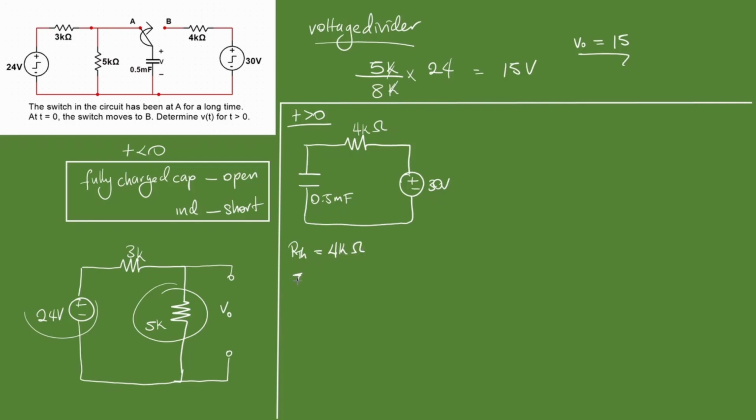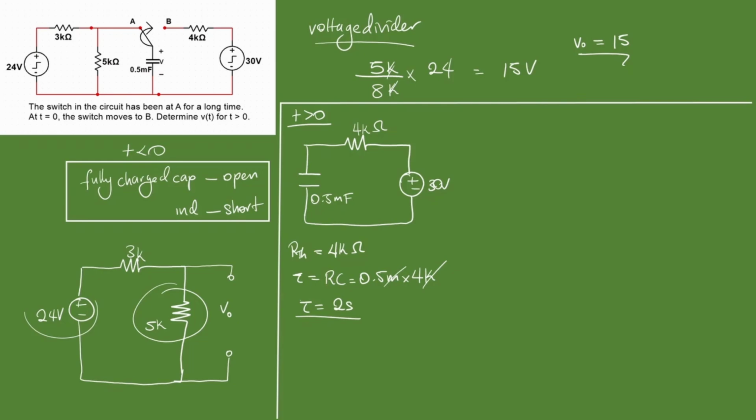And remember, the time constant for RC circuits is RC. So we're going to do 0.5 m, where m is milli, so that's 10 to the minus 3, times 4k. Kilo is 10 raised to the power 3. So these are going to cancel out. So we're going to have 4 times 0.5, and that is 2 seconds. So our time constant tau is going to be 2 seconds. Okay, which is very simple.